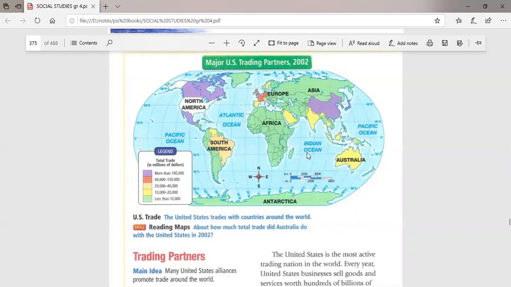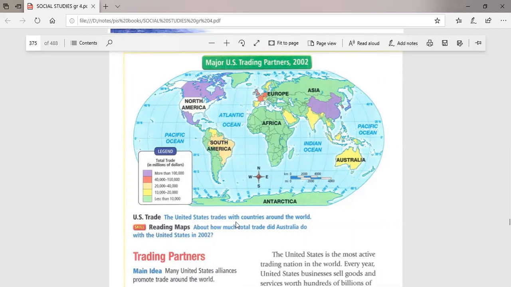So these are the four oceans, and at the top, in the north, is the Arctic Ocean. So we have the Atlantic, Pacific, Indian, and Arctic Oceans. The Arctic is not written here, but it's near Canada. So this is the map of the seven continents of the world.